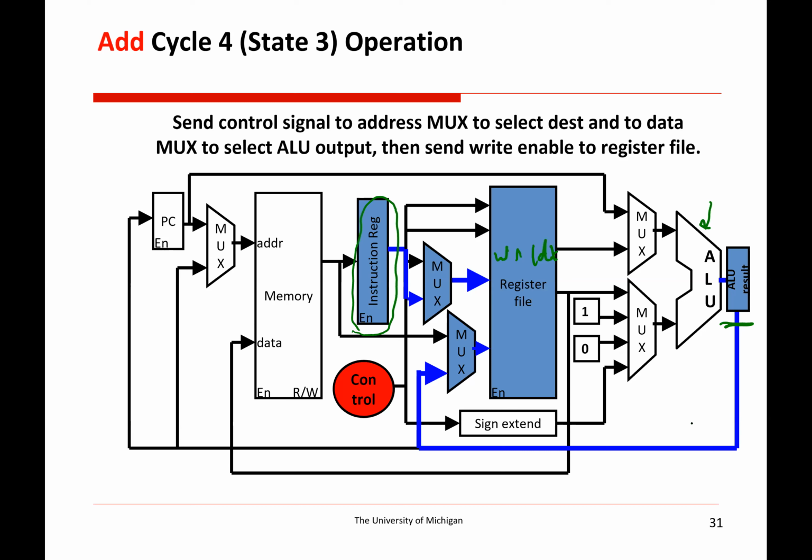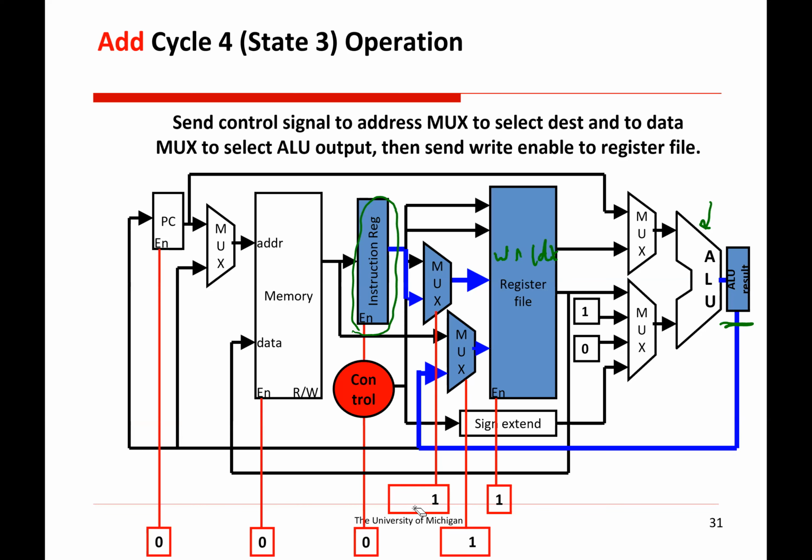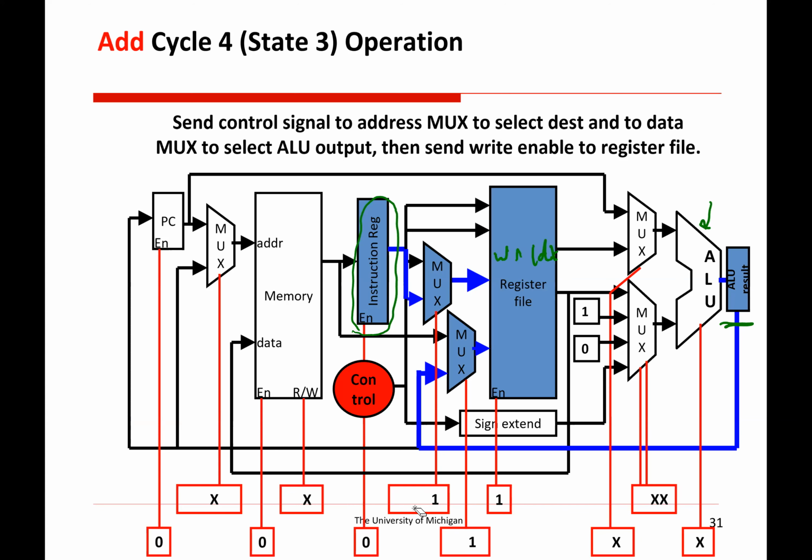The data is coming from the ALU result. So we need to set this mux to 1 to grab the bottom one. This one's going to be 1 to grab the bottom one. And we have to enable the register file to be able to write. So that top mux is 1, this bottom mux is 1, the enable switch is 1. We are still not modifying memory or the PC, or the instruction register. So all of these enable switches get set to 0. And then everything else doesn't matter, so we'll just set these to X's.